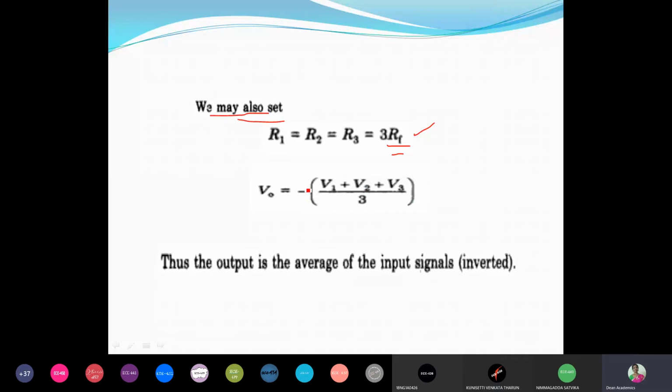So it is a minus inverting amplifier, and it is now (V1 + V2 + V3)/3, which means it is the average. Three voltage sources and their average. Now we can say that the output is the average of the input signals, inverted, right? So like that you can design a summing or inverting summing amplifier, right? We are coming to the end of the class.